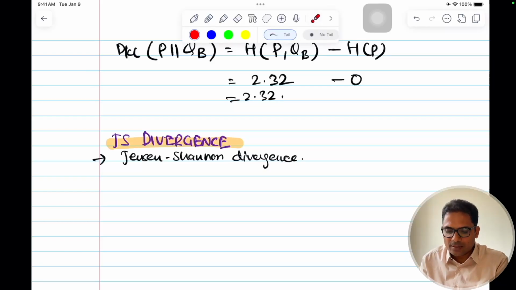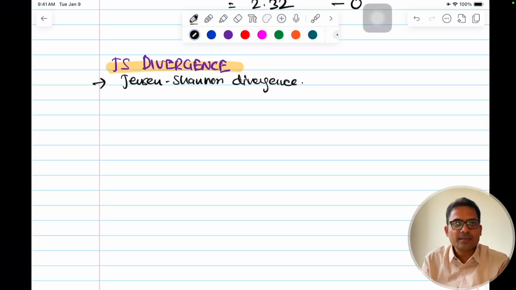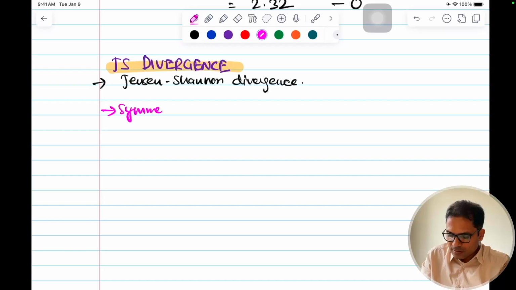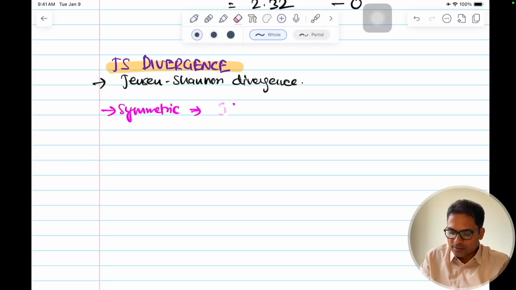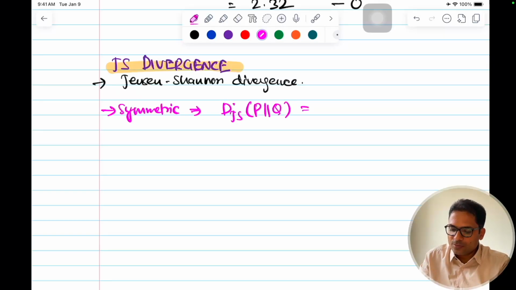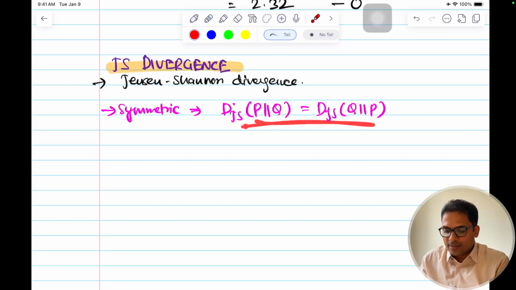JS divergence is nothing but a simple increment over KL divergence, which addresses some of its drawbacks. Jensen and Shannon makes it symmetric. This symmetric implies D_JS of P, Q is equal to D_JS of Q, P. This is how we write divergence. So it is symmetric, and it solves this.